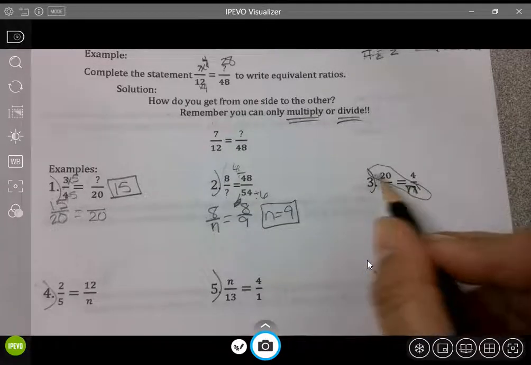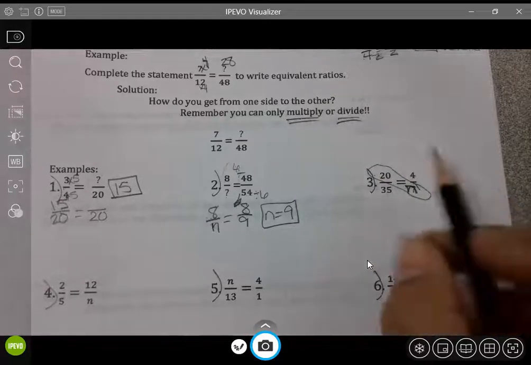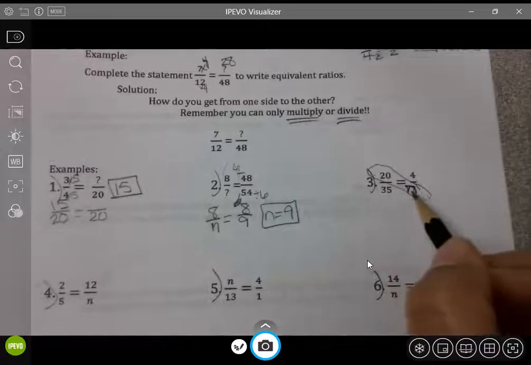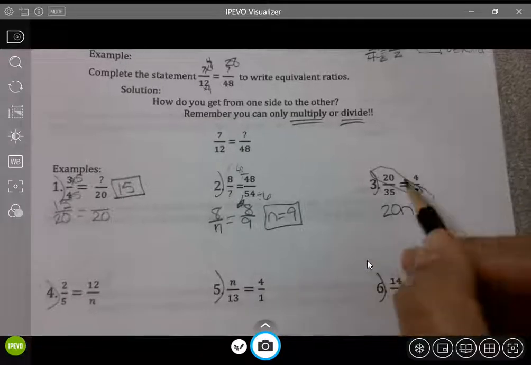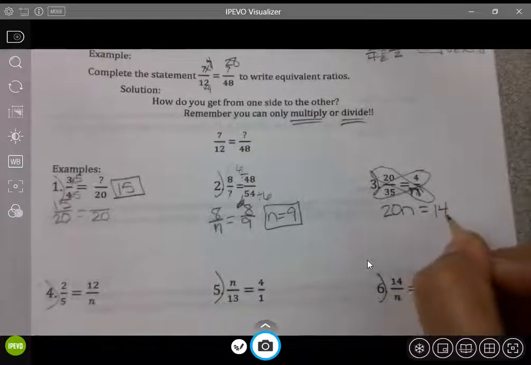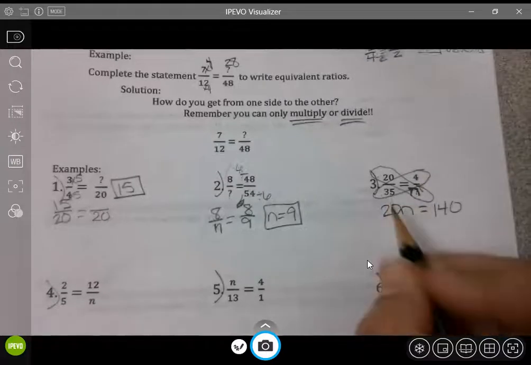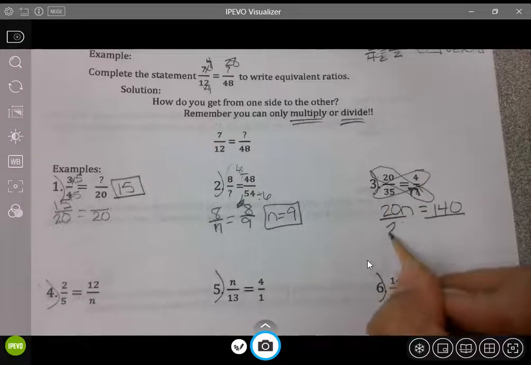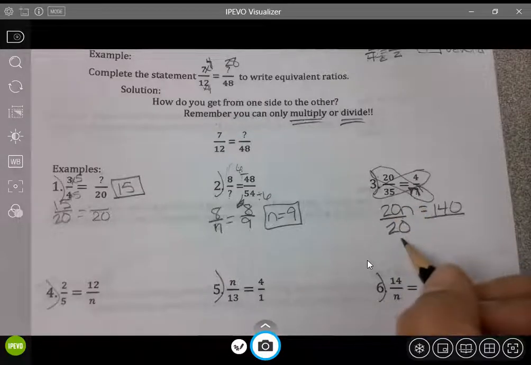Remember, we call it the butterfly method. We start with the wing with the variable. 20 times n is going to give me 20n. 35 times 4 is going to give me 140. Multiply, and then I divide because I want n by itself. So what's with the n? 20. So I'm going to divide it by 20.